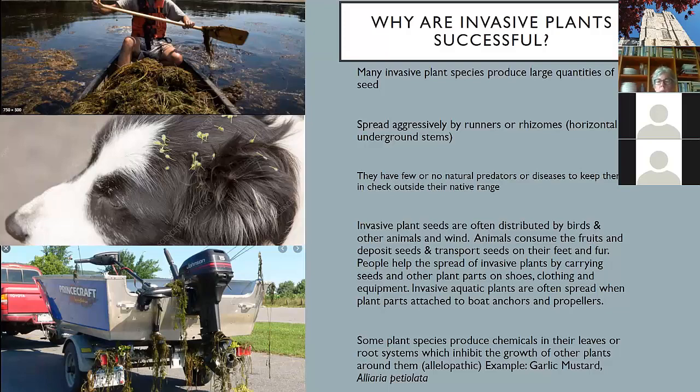Birds can consume the fruit and deposit the seeds, and transport seeds on their feet and fur. People can also help the spread of invasive plants when they carry the seeds and other parts of the plant on their shoes, clothing, and equipment. Many invasive aquatic plants are spread when the plant parts are attached to boat anchors and propellers. And garlic mustard is allelopathic, meaning that it produces chemicals in the leaves and the root system, which inhibit the growth of other plants around it.